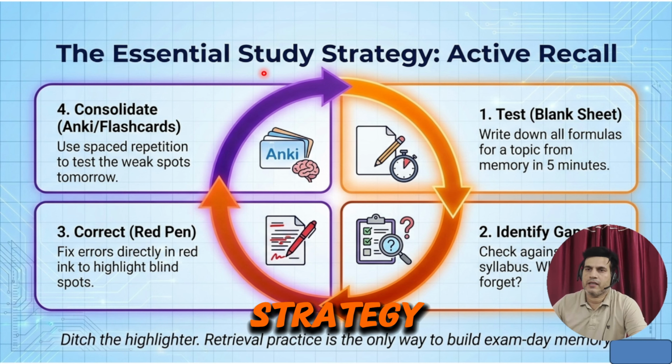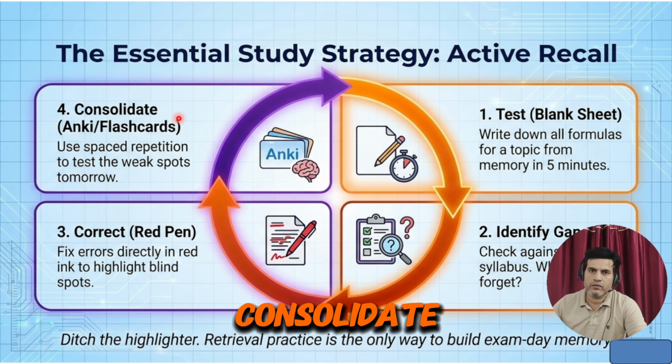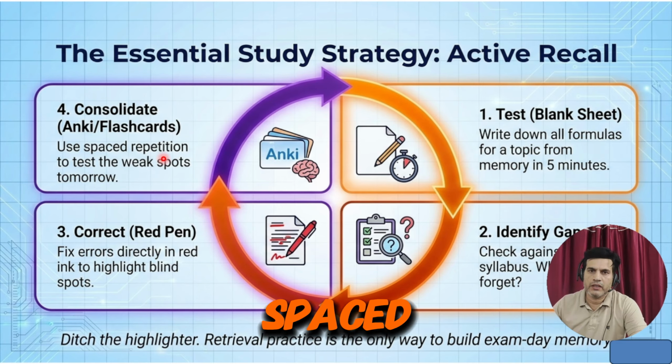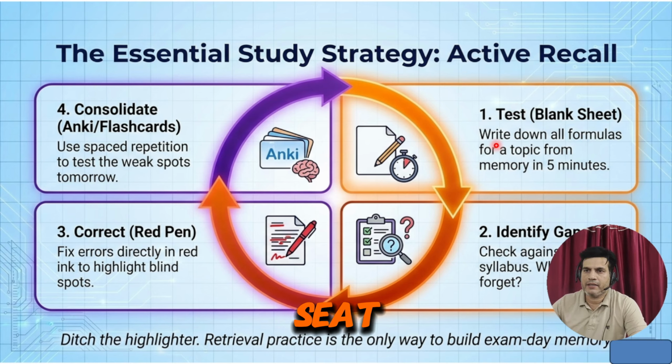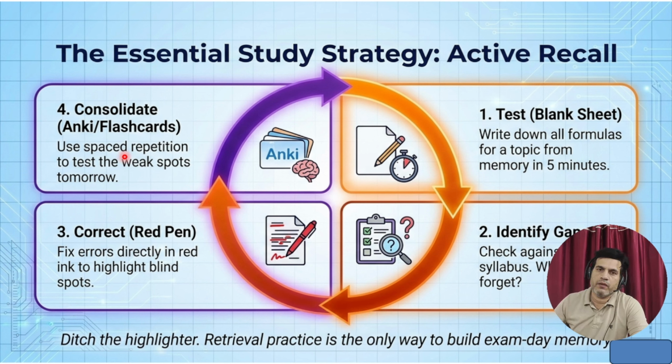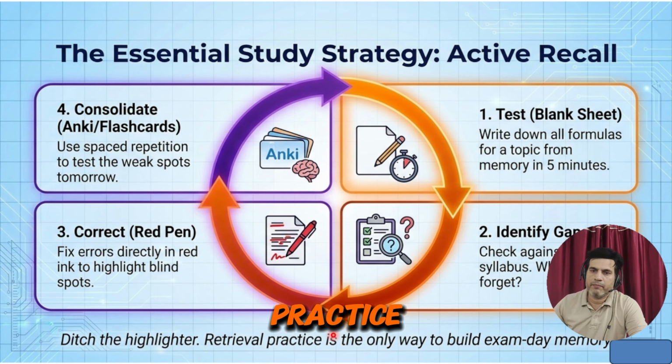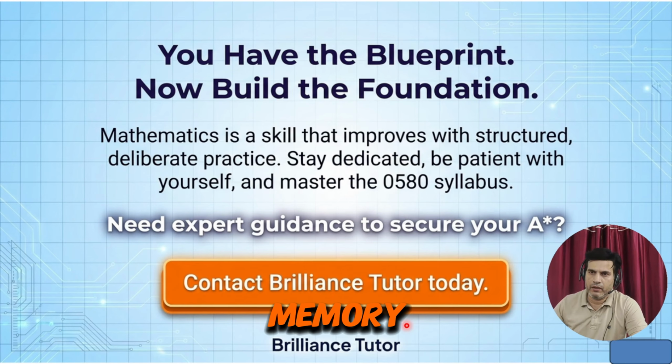Essential study strategy: active recall like consolidate, Anki and flashcards. Use spaced repetition to test the weak spots tomorrow. Test on a blank sheet. Write down all your formulas for a topic from memory in 5 minutes. Identify the gaps. Check against the syllabus what you forgot. Okay. Then red pen. Fix errors directly in red ink to highlight blind spots. And the final one is use spaced repetition to test the weak spots tomorrow. Retrieval practice is the only way to build exam day memory.